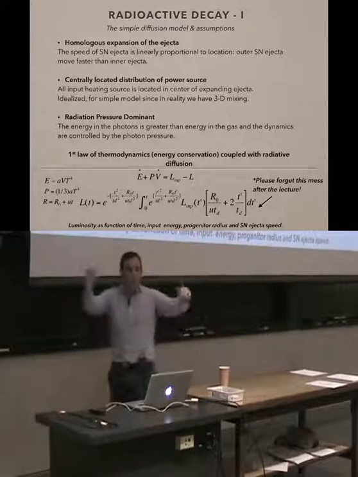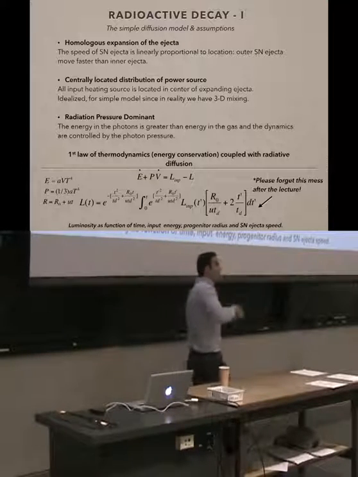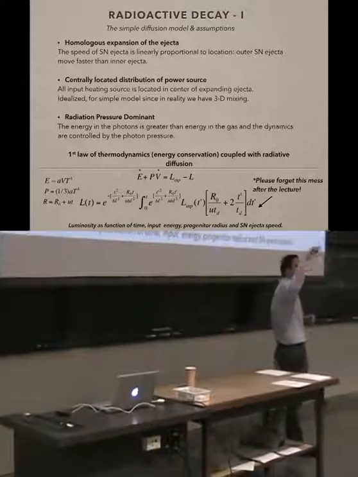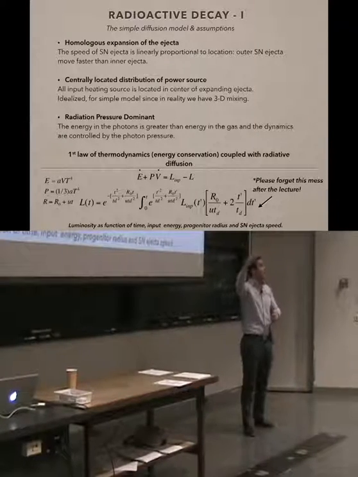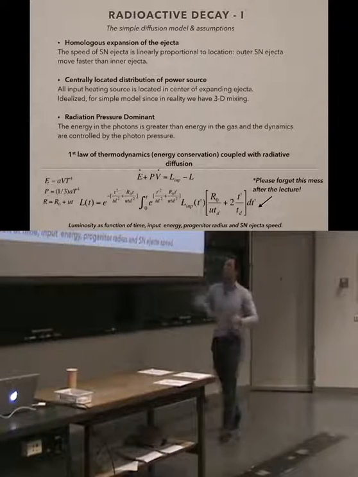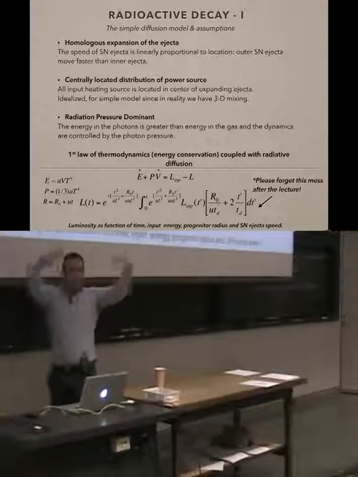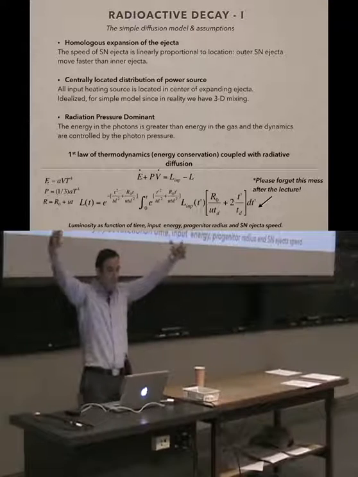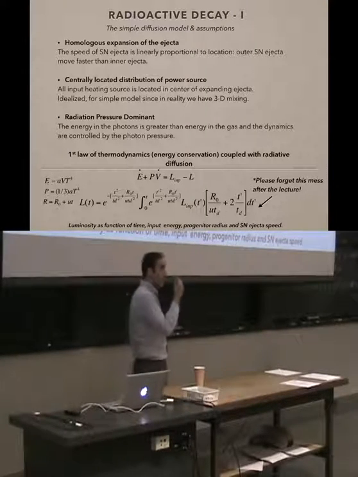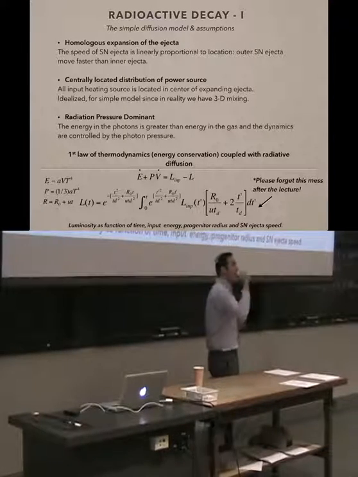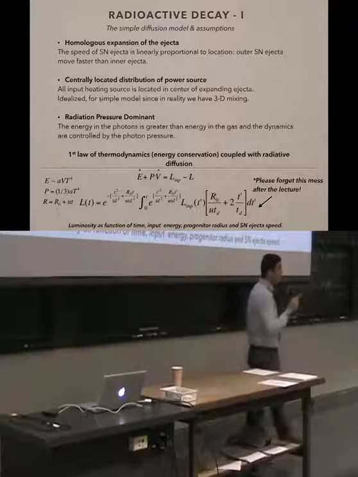So initially you have the so-called homologous expansion of the ejecta. We call it homologous because if you were to measure the speed of material as a function of radius, it looks like a straight line. So V equals R divided by T. It's pretty simple. It's a simple law of expansion. So let's assume that the supernova ejecta expand homologously, and then the power source, in this case radioactive nickel and cobalt decay, that powers the light curve, is located in the center, in the core. And that's important. I'll come to that later.